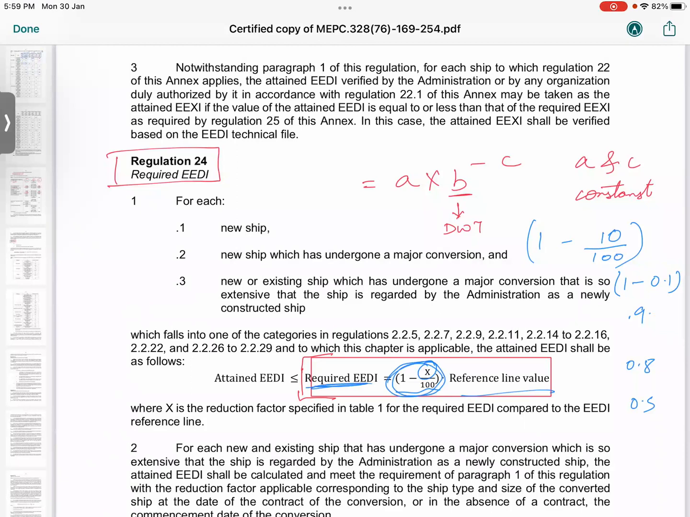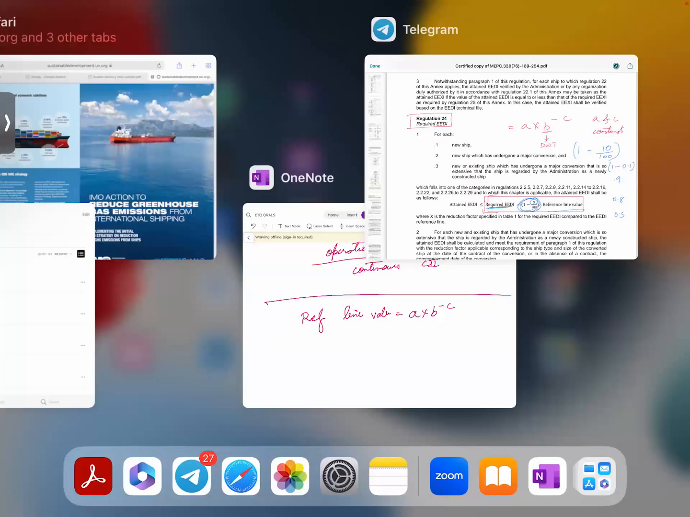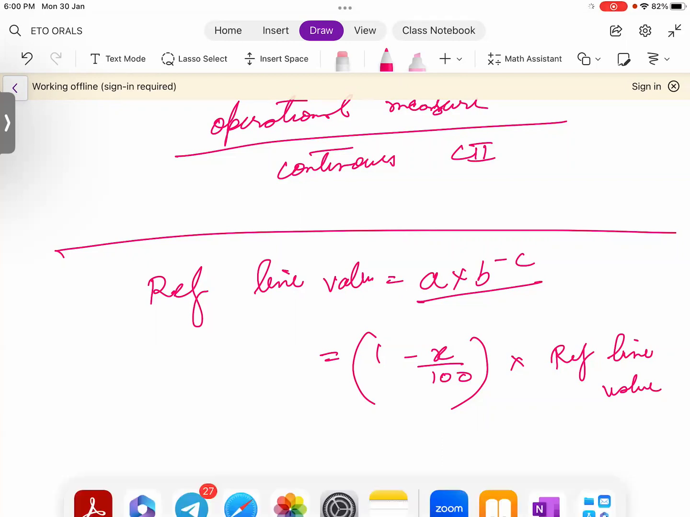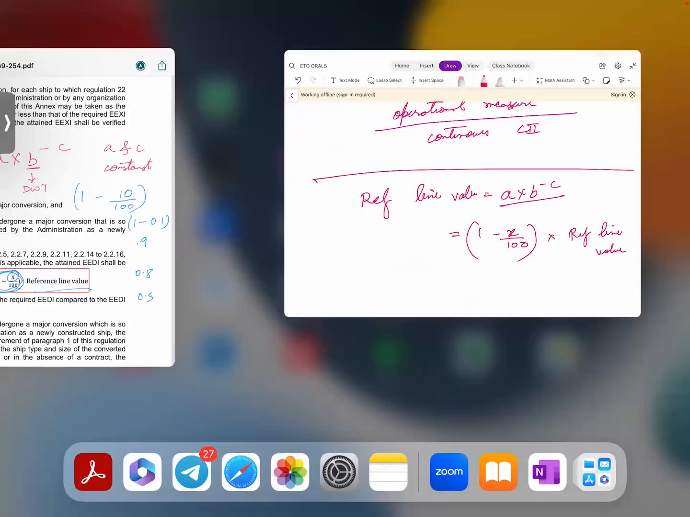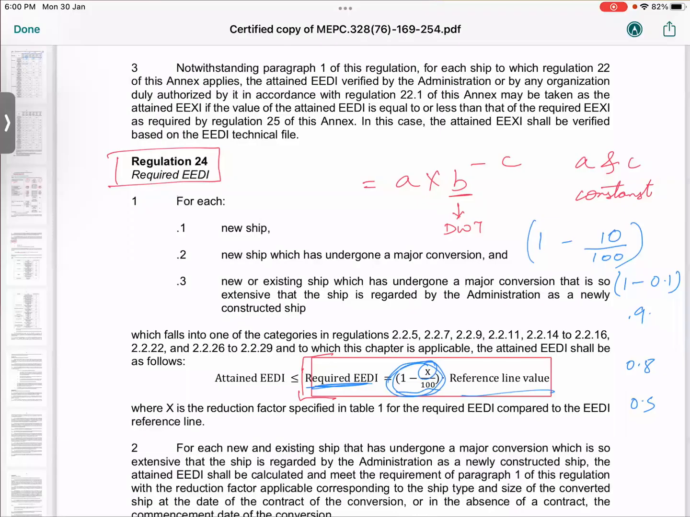So required EDI is equal to 1 minus x by 100 into the reference line value. That is this, right? Now, please let me know, anybody, please tell me, how will I find the value of x? कहाँ से मिलेगी मुझे value x की? And how will I decide how much will be the value? Yes, anybody, please? The table. Correct.